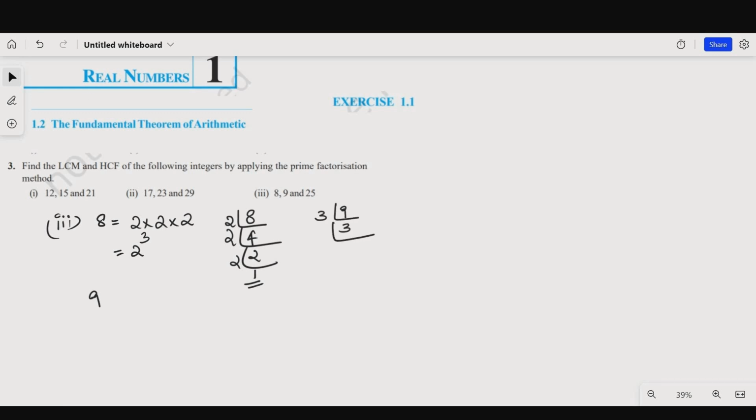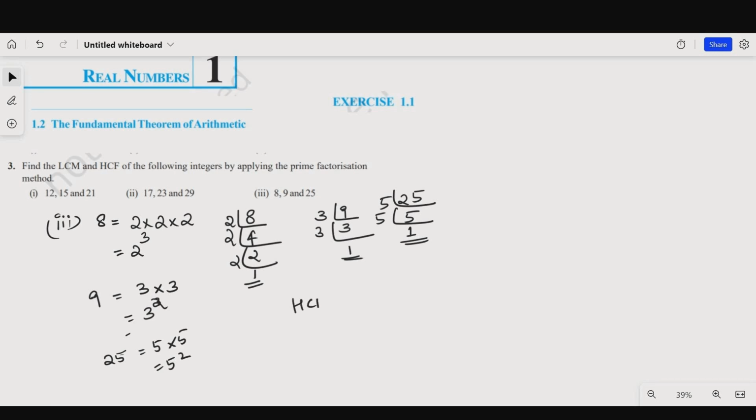Now take 9. 9, the smallest prime number that can divide 9 is 3. 3 3s are 9. Again 3 is a prime number, so it is divisible by itself, and we can write 9 as 3 into 3, or we can write it as 3 square. Now next is 25. 25, the smallest prime number that can divide 25 is 5. 5 5s are 25. Again 5 is divisible by 5 itself. So we can write 25 as 5 into 5, or we can write it as 5 square.